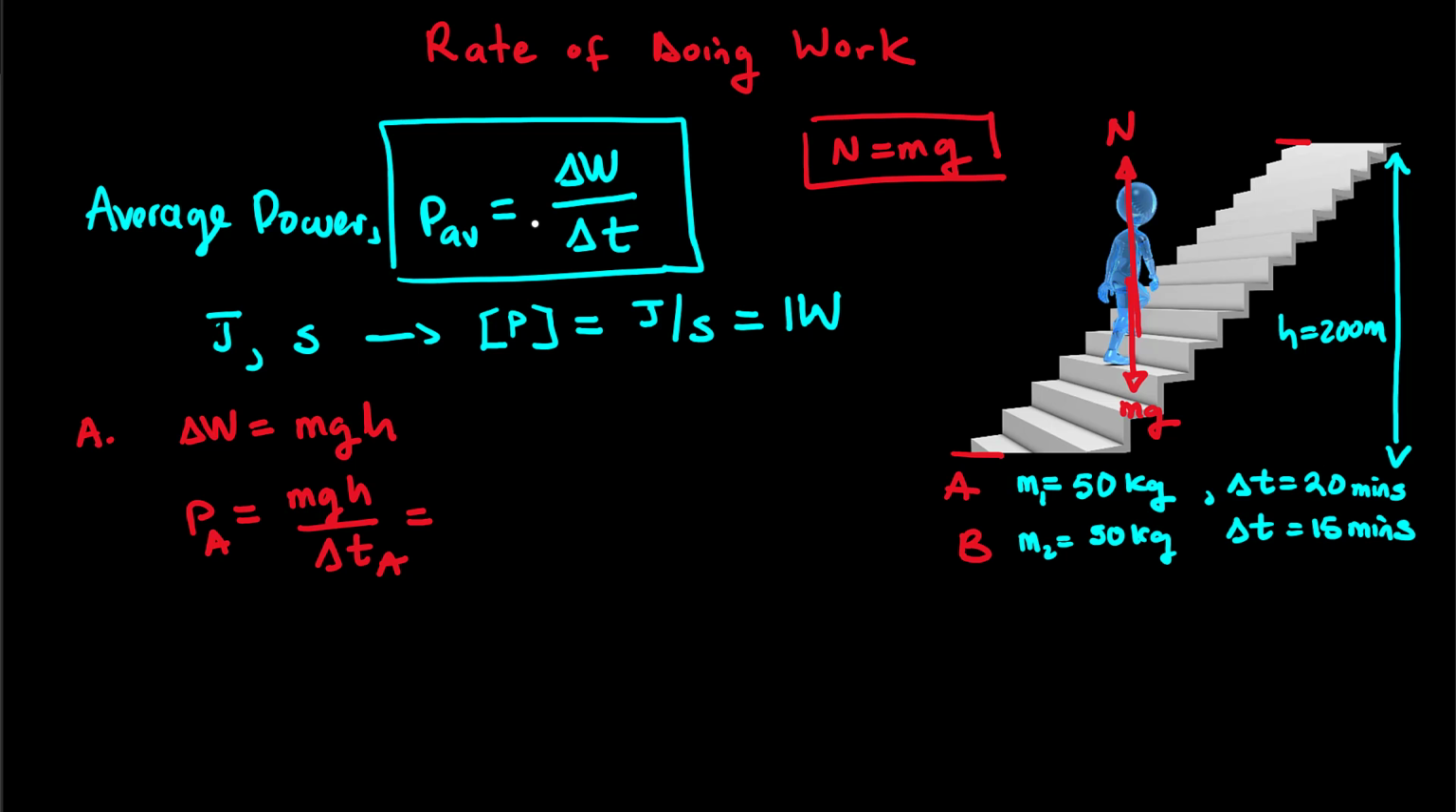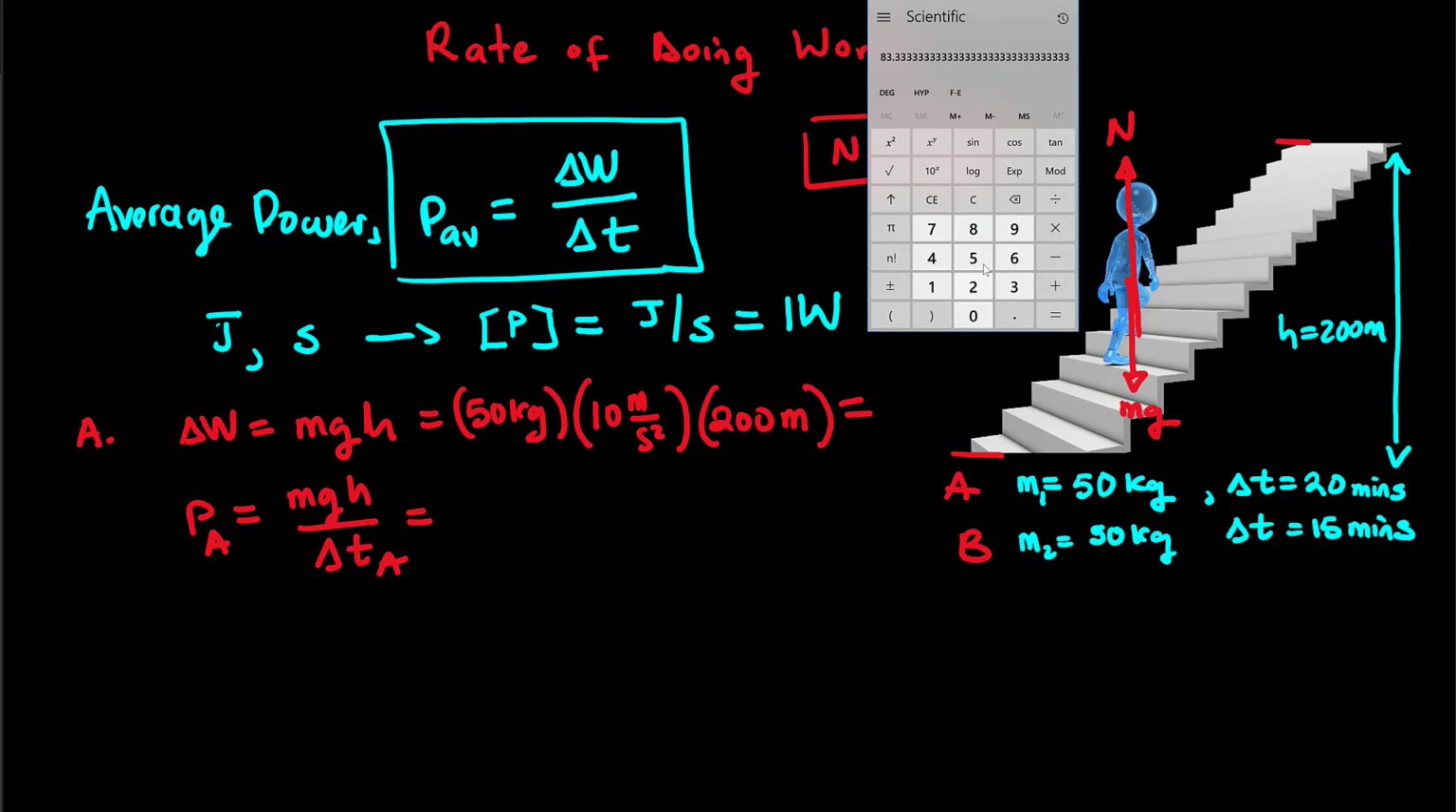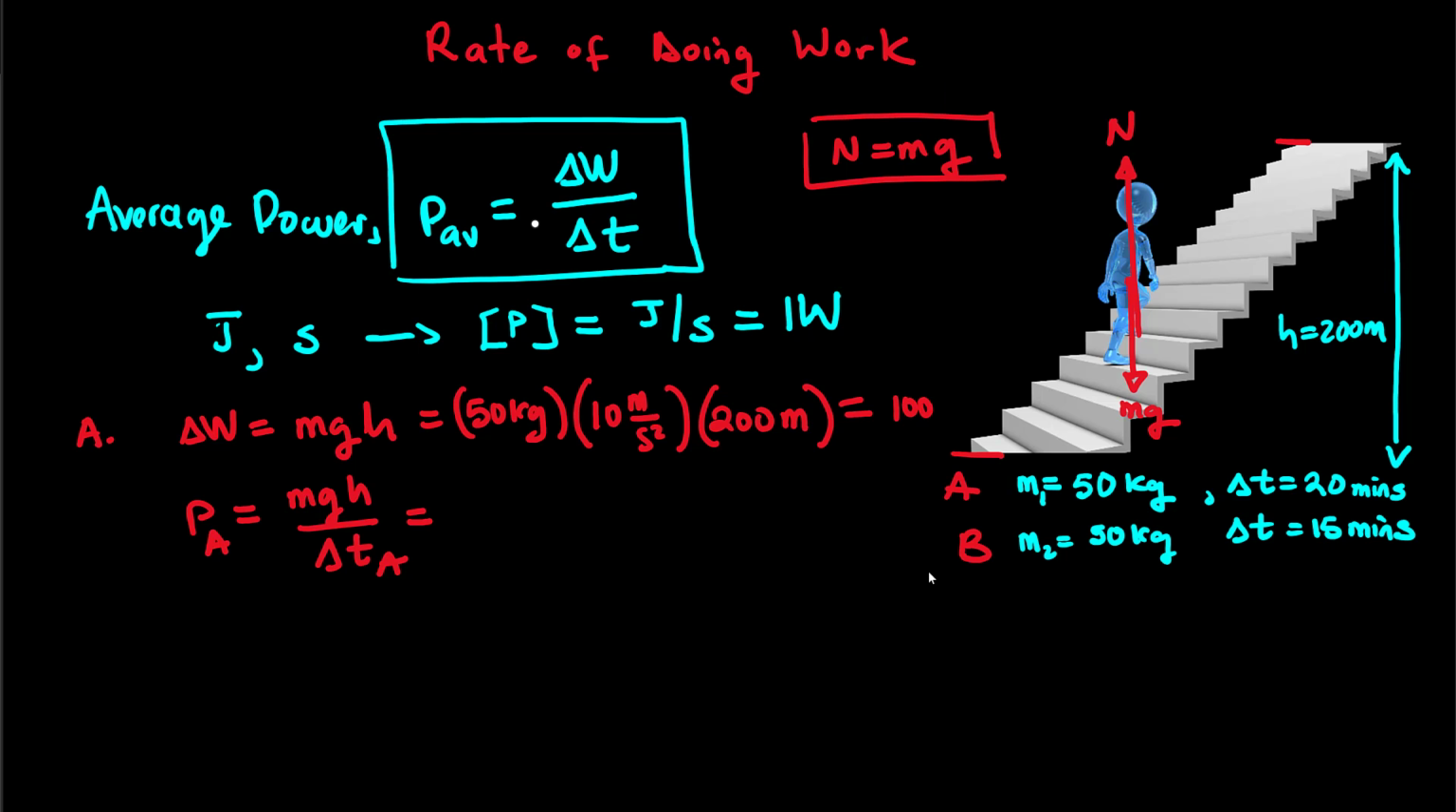50 kg multiplied by, I'm going to take g as 10 meters per second squared, though it's 9.8, multiplied by 200 meters. Let me just make sure I verify this. We have 50 multiplied by 10 multiplied by 200. Yeah, that gives us 100,000 joules. So this is the amount of work that student A and student B do going up the flight of stairs.